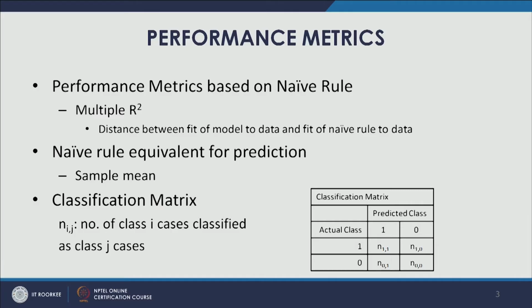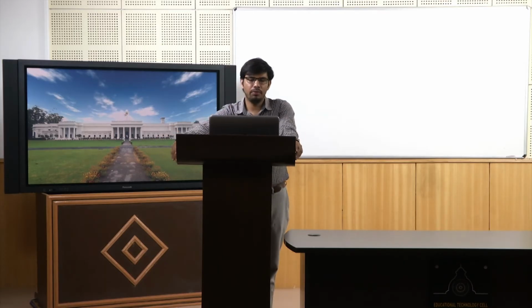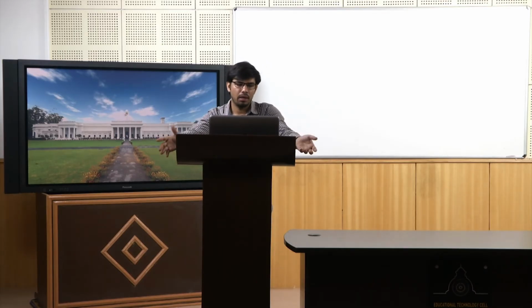If we want a naive rule equivalent for prediction problems or prediction tasks, the sample mean could be the one. If we are trying to predict a value for a particular variable, and we are not interested in the information that can come from predictors, we are ignoring the predictors' information. Then simply the mean value of that output variable can be taken, and for any new record that mean value can be assigned to that record.